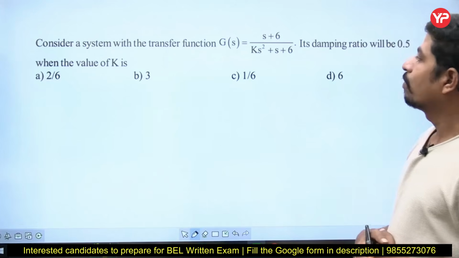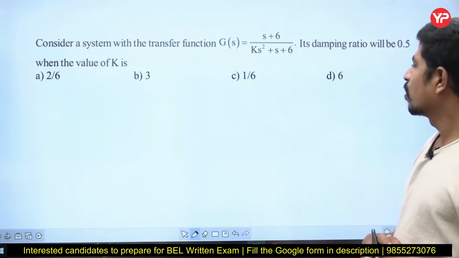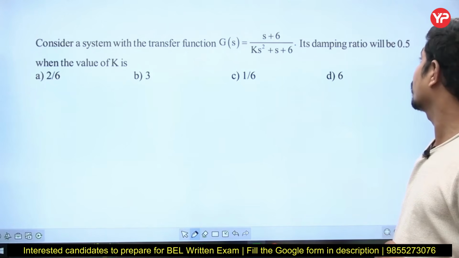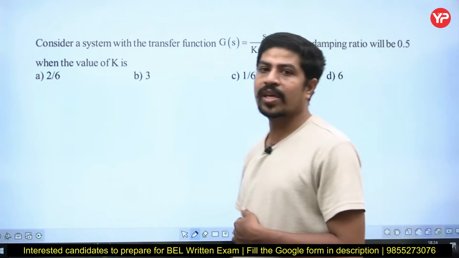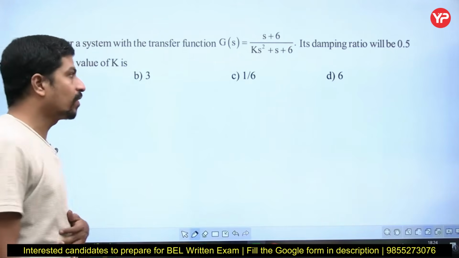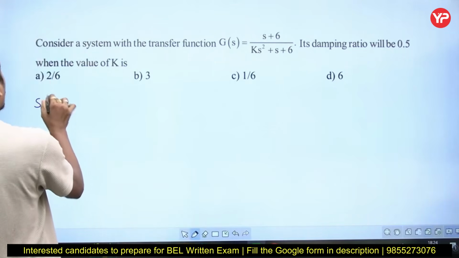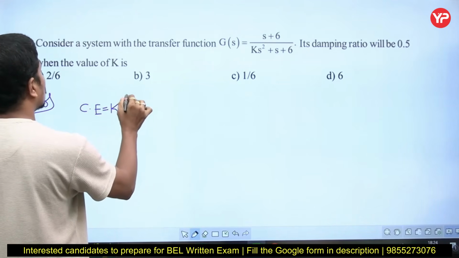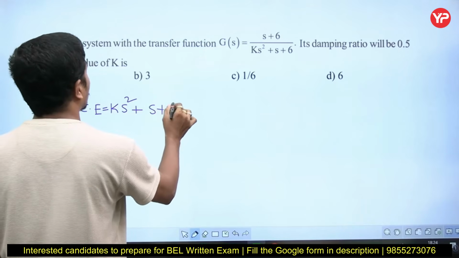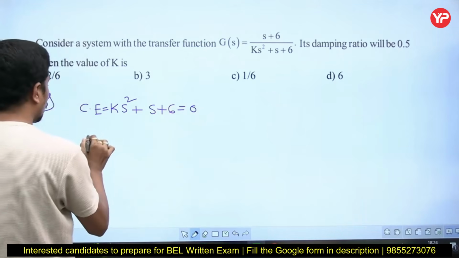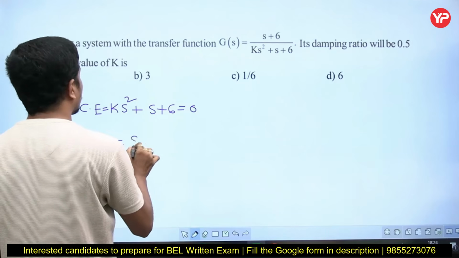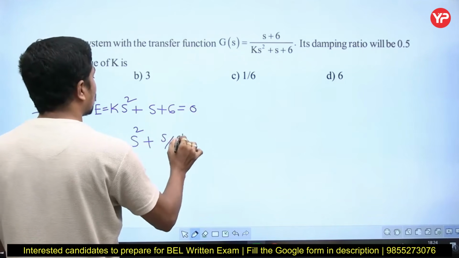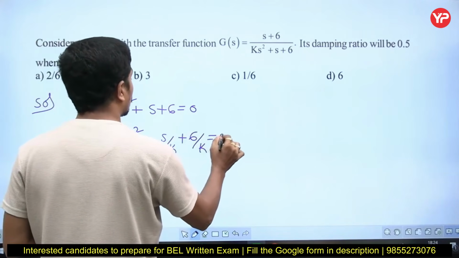Consider a system with the transfer function G of s is equal to (s plus 6) by (k s square plus s plus 6). Its damping ratio will be 0.5 when the value of k is, he is saying that zeta is 0.5. Then what is the value of k? Get the characteristic equation. The characteristic equation is k s square plus s plus 6 is equal to 0. Then simplify it: take k common, it becomes s square plus s by k plus 6 by k is equal to 0.